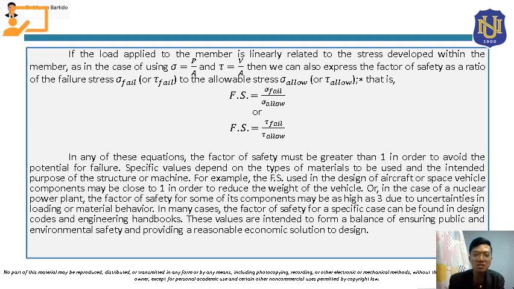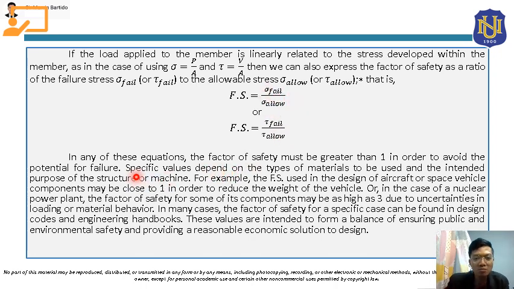In any of these equations, the factor of safety must be greater than 1 in order to avoid the potential for failure. If the factor of safety is greater than 1, meaning the stresses at failure are always greater than the allowable stress, right? Of course, if we design a structure using the stresses at failure, or equal to or greater than that value, the structure will fail. So that should not happen. That's why the allowable stresses should be less than the stresses at failure.